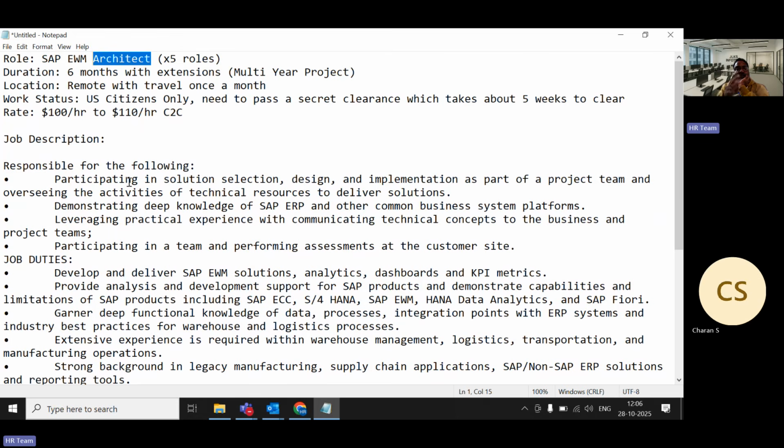So the tools around your EWM system, you should have integration and how the data flows, crosses, the sequences, schedules, right? So that kind of architect experience, right?